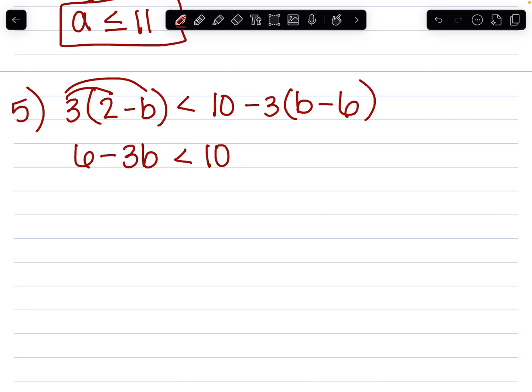Okay, less than. Is there anything else I can do on that first step? Distribute what other number? Negative 3. Okay, what do I get when I distribute negative 3? Negative 3b and positive 18. Good. Just be careful about our signs on that.